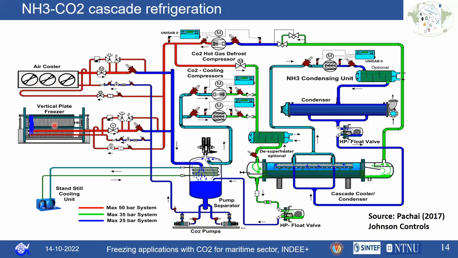So you can have your vertical plate freezers, and also if you have the requirement of a cold storage, that also you can have. And after that, it again goes back to your liquid receiver, from which the CO2 compressor will suck the vapors and compress them, and the cycle completes. So this is the basic layout of an ammonia CO2 cascade system that can be utilized, and which we have also proposed for the seafood industry.